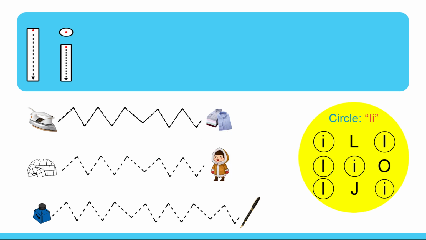Connect igloo with the girl with the help of lines. Connect ink pot to the pen with the help of lines.